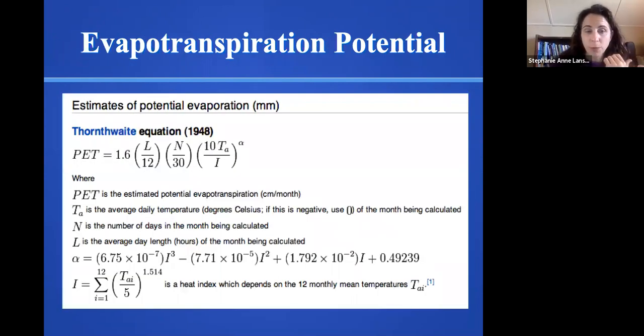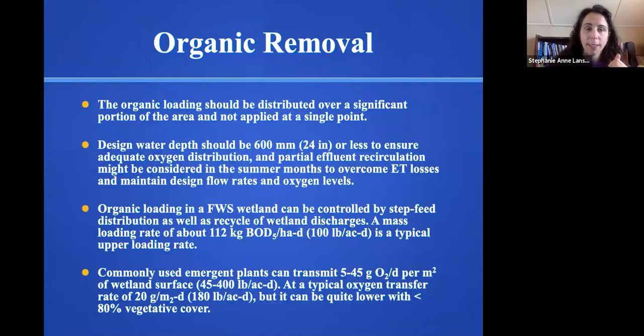So for evapotranspiration, we're going to use this equation that again is a function of temperature, the daily temperature, the number of days, and it's going to vary month to month in terms of how much evaporation we get. If we're talking about organic removal, again, we want that loading to be distributed over a significant portion and not at a single point if we can.